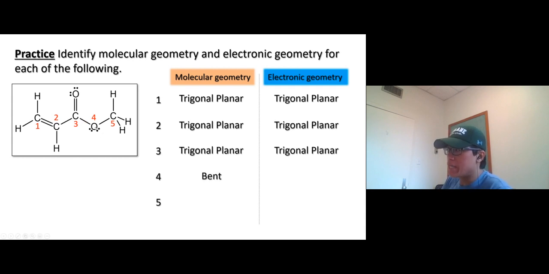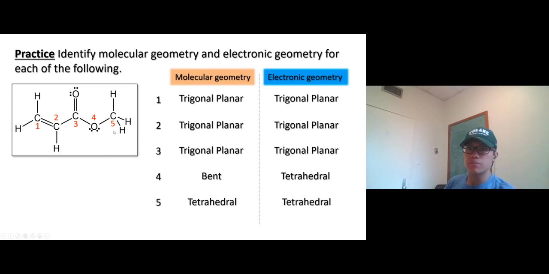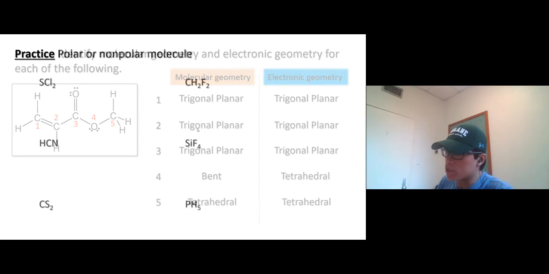Electronic geometry. How many electron groups are there? 1 group, 2, 3, and 4, 2 bonds and 2 lone pairs. So that's a tetrahedral. Last one, last carbon, 4 bonds. So 4 non-central atoms, no lone pair, tetrahedral. Electronic geometry: how many electron groups? 1 group, 2, 3, 4, also a tetrahedral. Okay. All right. One more time.